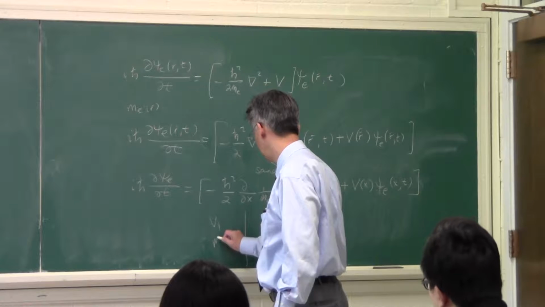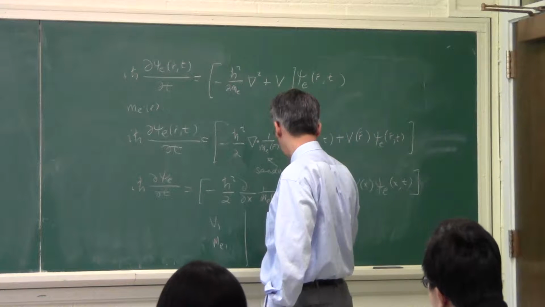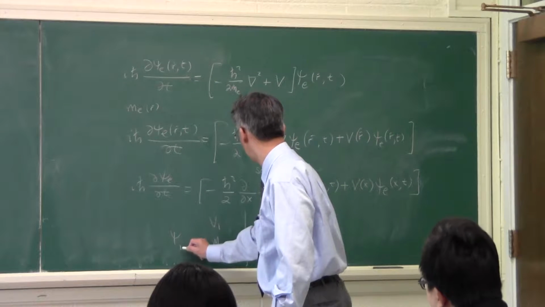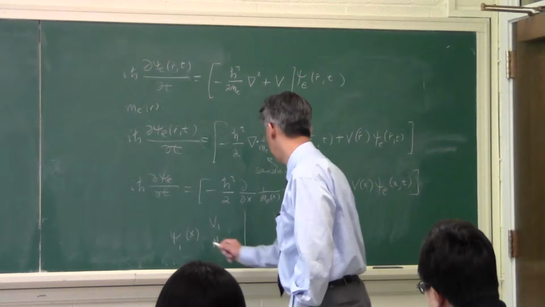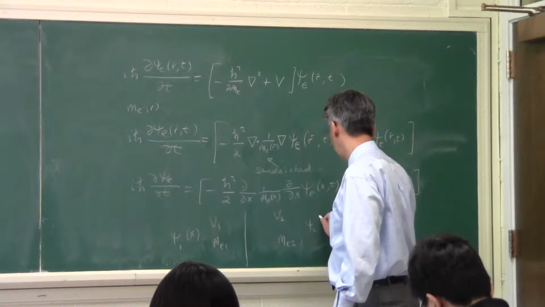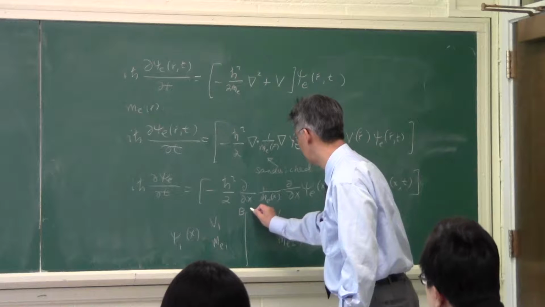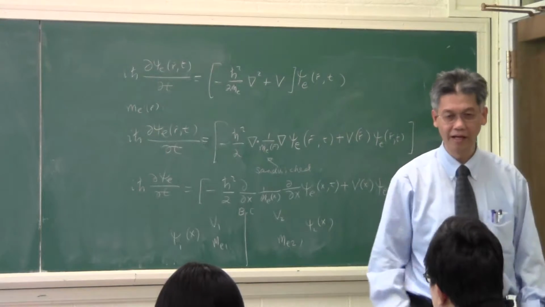V1 and E1 on this side, and then I have V2 and E2 on this side. I have wave function psi1 of x on this side, and then if I have a wave function psi2 of x on this side, what are the boundary conditions for the wave functions right at that junction?